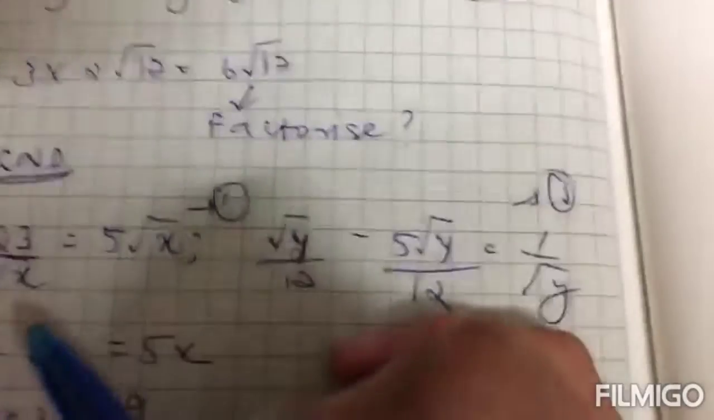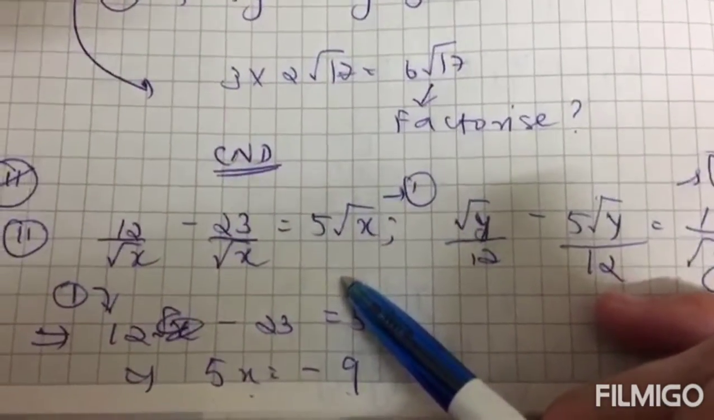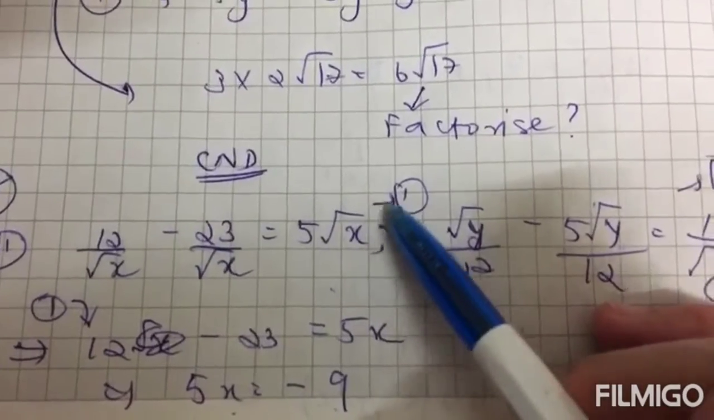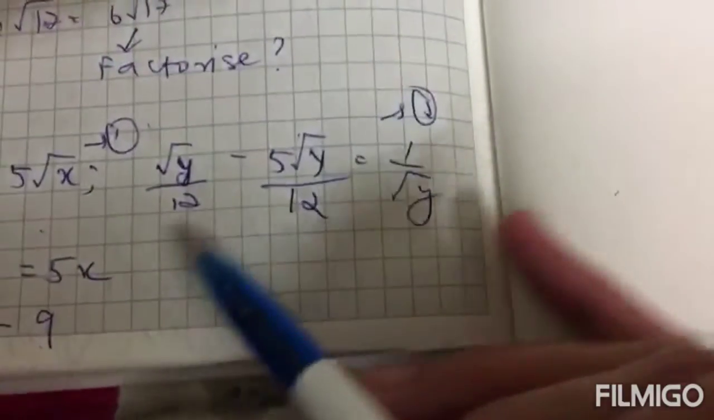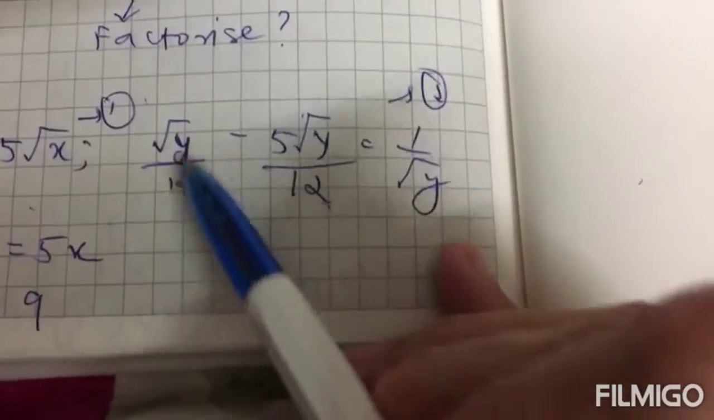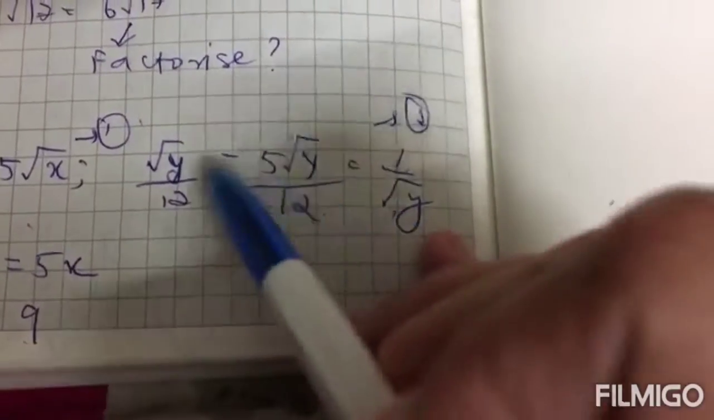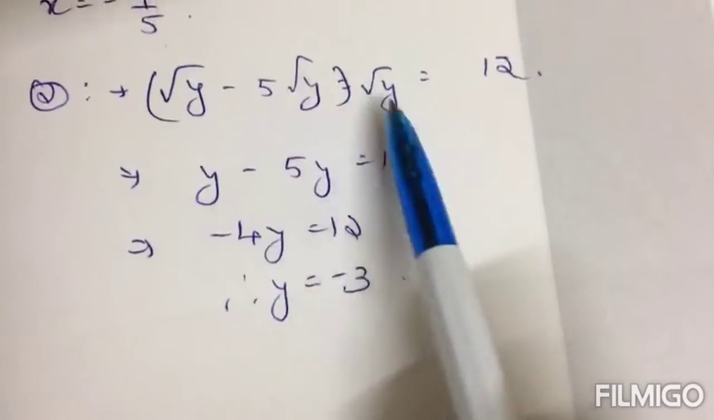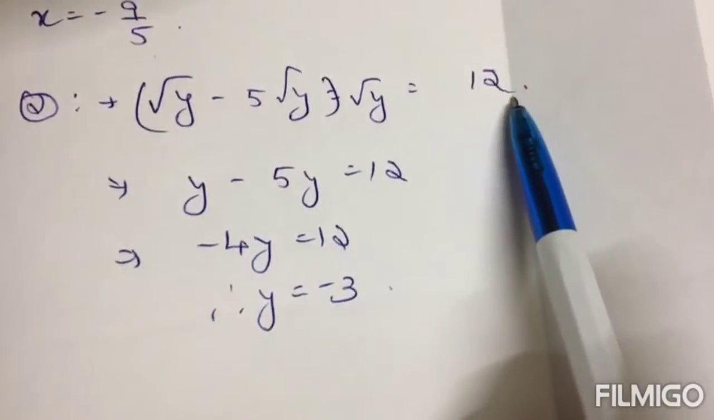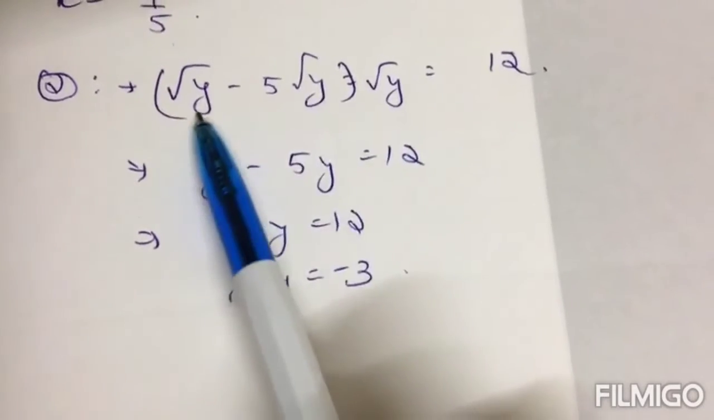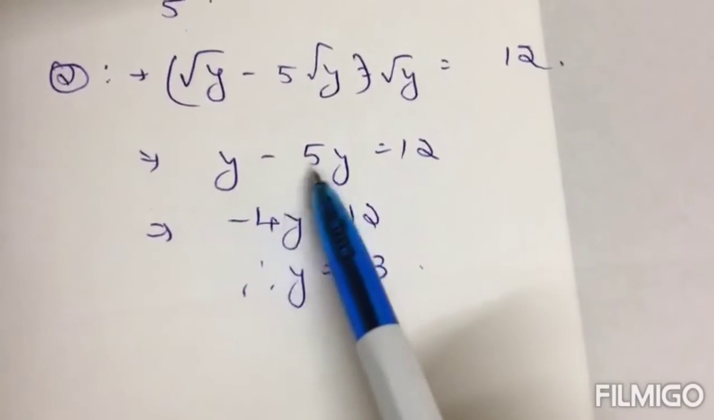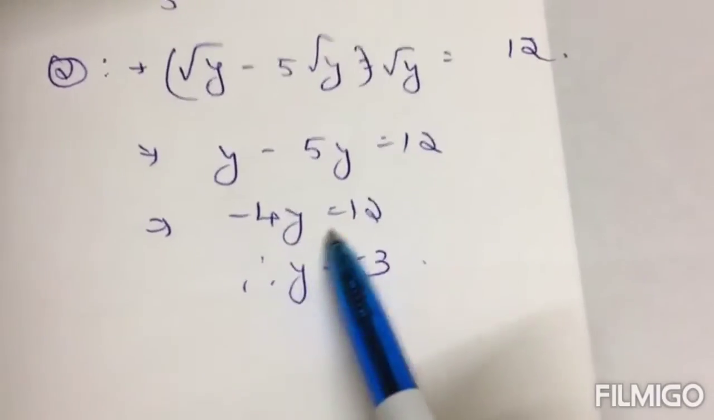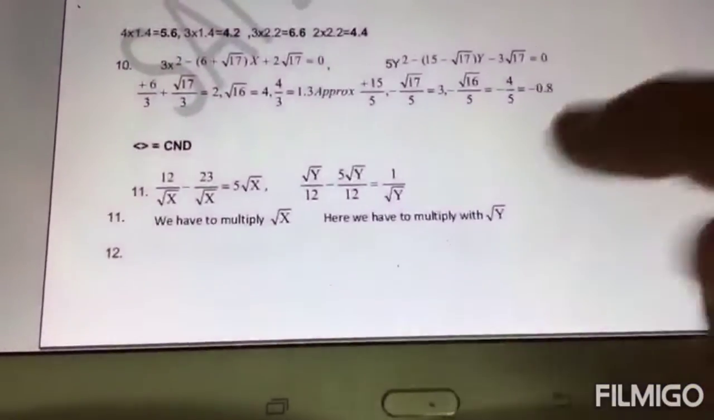Alright. This is not a quadratic equation, right? Because the power of the variable is 1 by 2. Next, in this case, the denominator is the same, so we can take it to this side. We take this here, so root y minus 5 root y into root y is equal to 12 into 1, which is 12. When you open brackets, root y into root y equals y, minus 5y equals 12, minus 4y is equal to 12, therefore y is equal to minus 3. Is that correct?